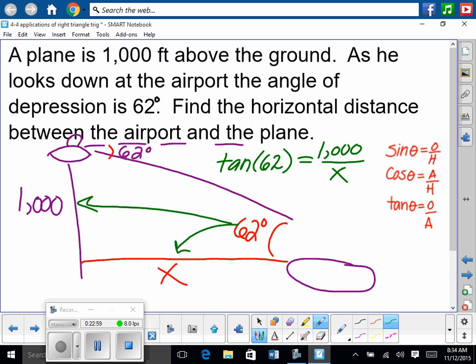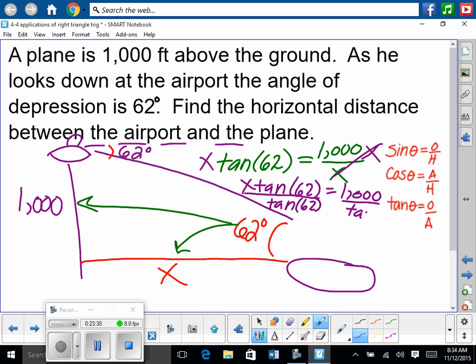Now, pay attention to your algebra. A lot of people from here just get in the habit of saying, oh, so we just divide both sides by 1,000. That's not true. We're solving for x algebraically. We've got to get x alone. X is in the bottom of a fraction. We've got to fix that. So I'm going to multiply both sides by x. Then it divides out. So we have x tangent of 62 is equal to 1,000. And then we would divide both sides by tangent of 62.